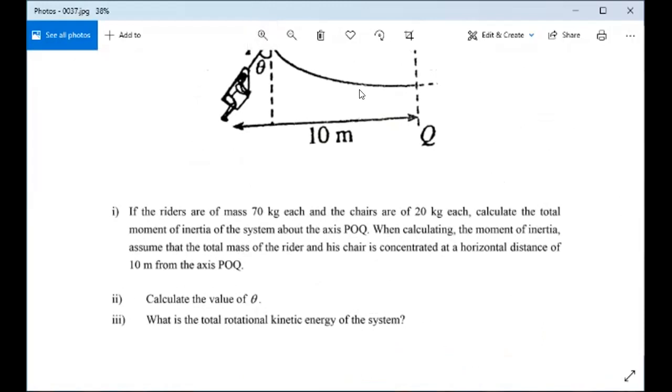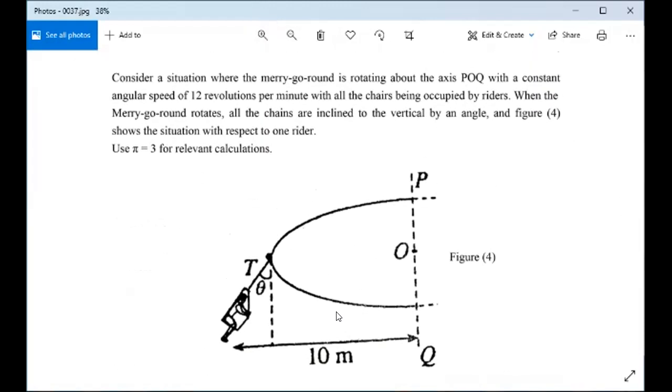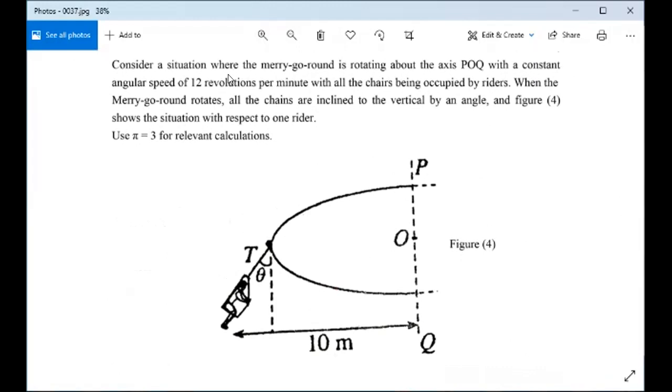What have they asked? Consider a situation where the merry-go-round is rotating about the axis POQ with a constant angular speed of 12 revolutions per minute. POQ means the middle point, and some axis going through the middle point. Do not worry about it.